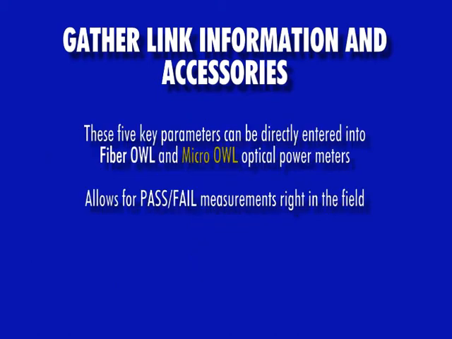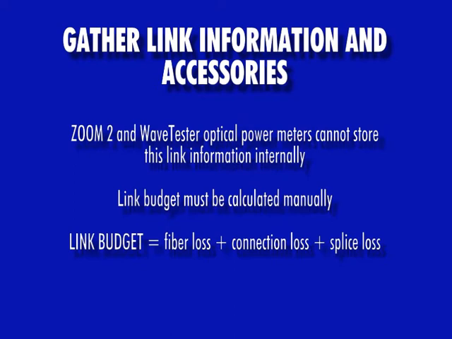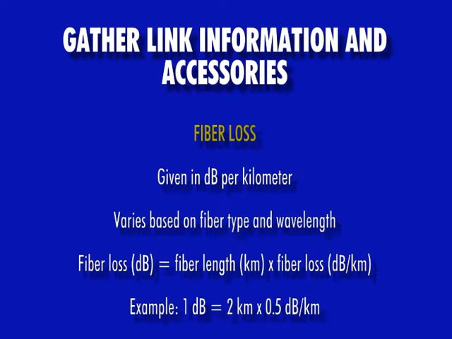When using a micro-OWL or fiber-OWL optical power meter, these parameters can be entered directly into the device to calculate the link budget. However, if the link budget needs to be calculated manually, this is done simply by adding together the fiber loss, connection loss, and splice loss. Fiber loss is given in dB per kilometer and varies based on the fiber type and wavelength. To calculate fiber loss, multiply the fiber length in kilometers by the fiber loss.